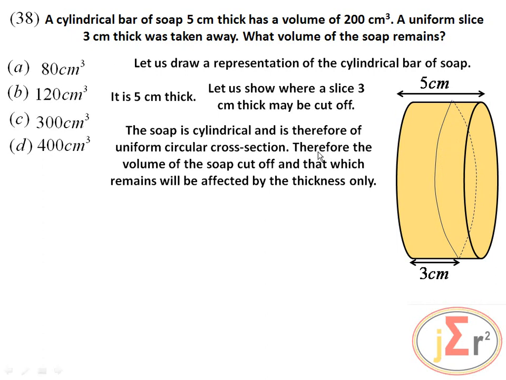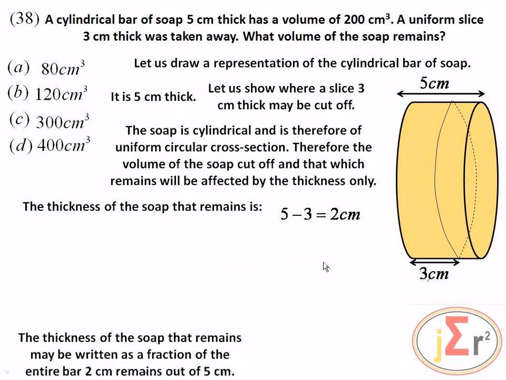Therefore, the portion or the fraction of the bar of soap which is taken off and that which remains is only affected by the thickness. So the fraction which remains and the fraction taken away, those are only affected by the thickness. The thickness of the soap that remains is 5 minus 3, which is equal to 2 centimeters. So the thickness is 2 centimeters that remains, and we have 3 centimeters removed.